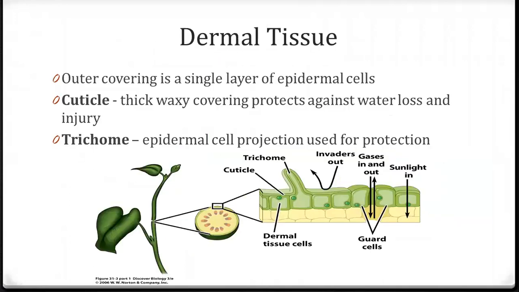Okay, the dermal tissue is the outer covering. It covers the epidermal cells. Cuticle is the thick, waxy covering that protects against water loss and injury. If you guys see a plant and you're like, oh, I wonder if it's fake, and you rub it to see if it feels right, the cuticle is what you're feeling. Trichome is the epidermal cell projection that's used for protection.